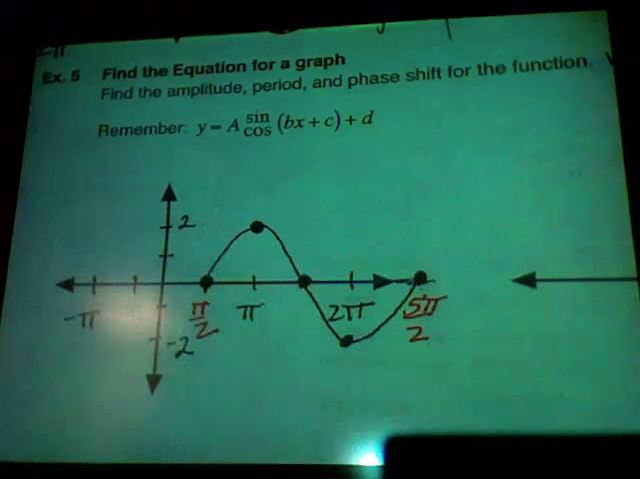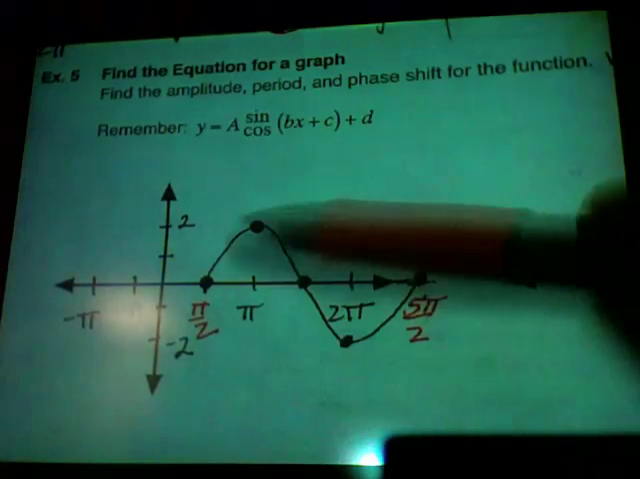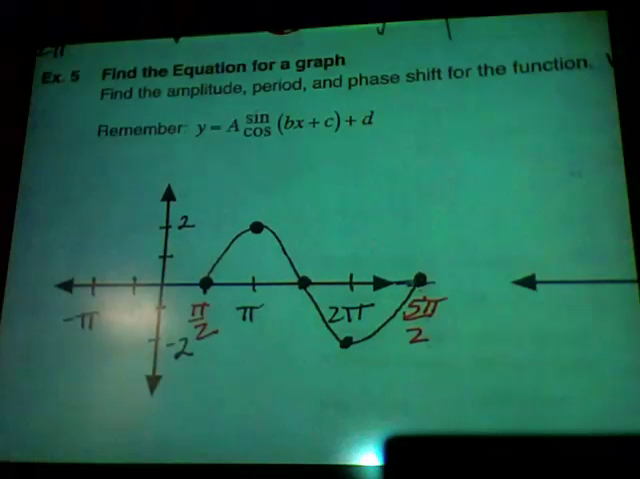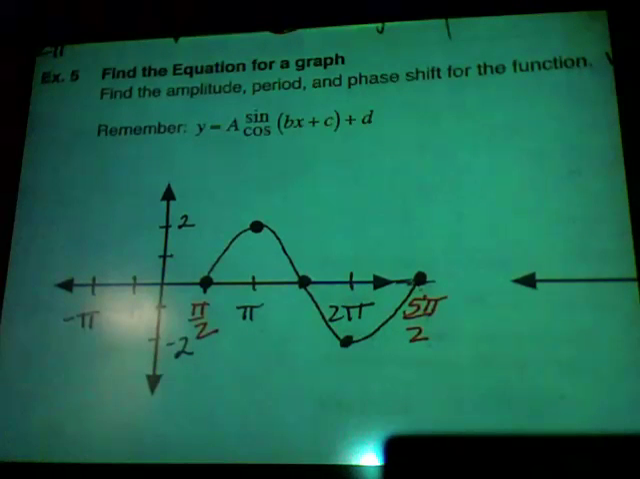What's the only thing that's changed so far? The amplitude's changed. Are you listening? The amplitude's changed, right? And what else has changed? And there's a horizontal shift. Isn't that the only thing that's changed? Okay. So we're going to write our equation.